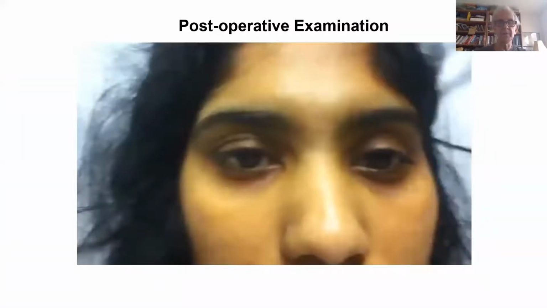So here's a doll's head maneuver. There is no vestibular response in the horizontal plane. She could look up with saccades. She could look down with saccades. She had some partial preservation of the vertical vestibular response, not completely. So that's our clinical story.